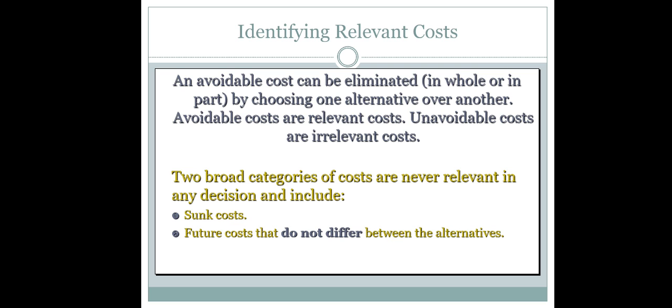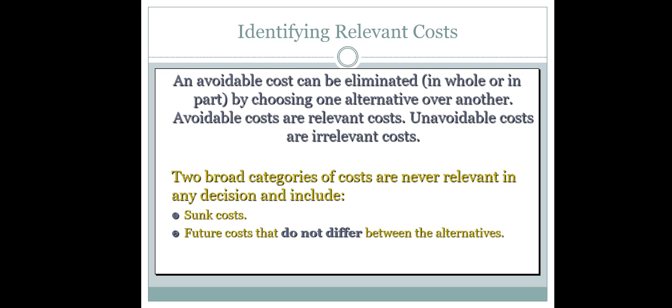Okay, and then the second category of irrelevant cost is future costs that do not differ between the alternatives. Let's say you have a business, and like I said earlier, you have a machine that you purchased several years ago, and you paid $5,000 for the machine.